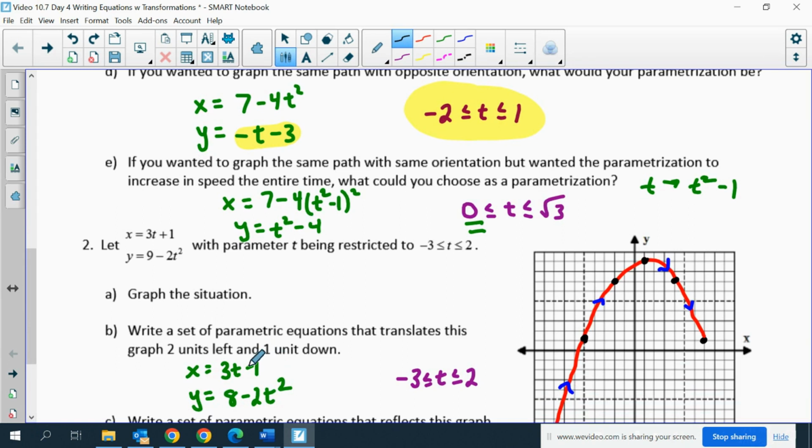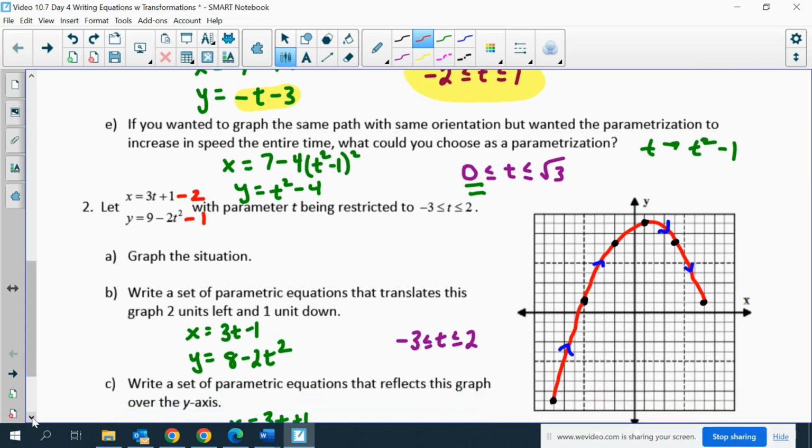And what we notice is I just move my x left 2 and my y down 1. So I took these particular things, I subtracted 2, and I subtracted 1. And all that does is it changes where my graph goes by 2 to the left and down 1. I don't have to change my t values at all.